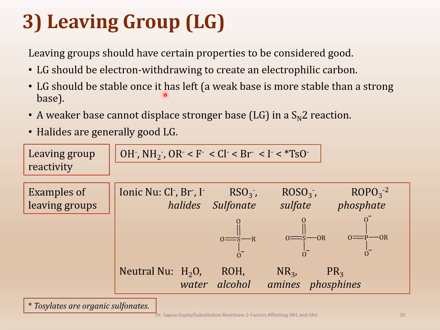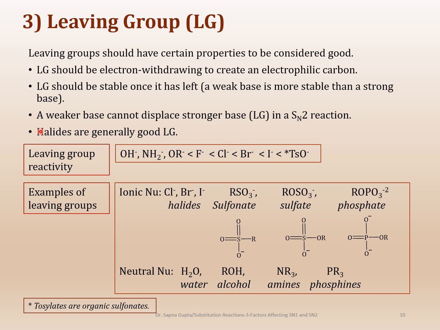The leaving group should be stable also once it's left. Remember, the whole idea about acid-base reactions was that they occur because you're forming weaker bases and acids. So generally, when the leaving group goes, it creates a weaker base. And if it doesn't, then you're not going to have a reaction. So a leaving group should be stable and a weak base. In an SN2 reaction, a weak base cannot displace a stronger one. So the nucleophile has to be stronger than the leaving group. It's as simple as that.